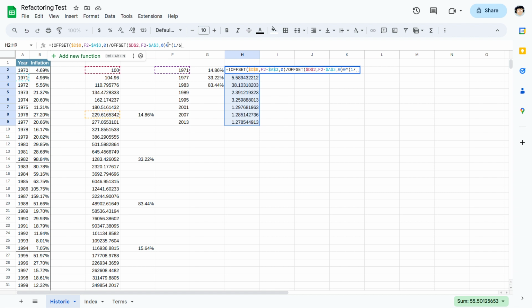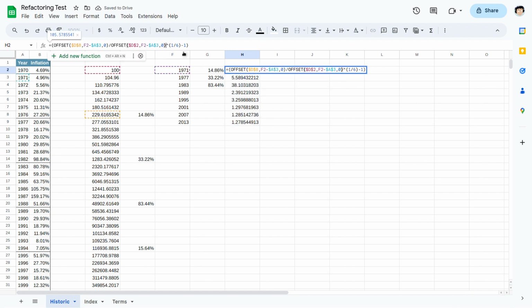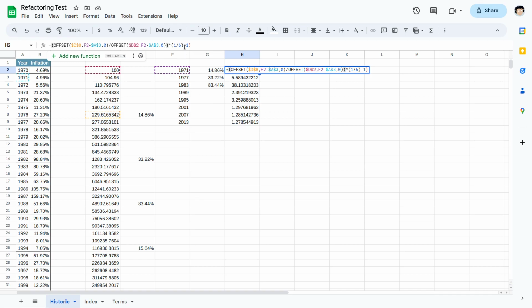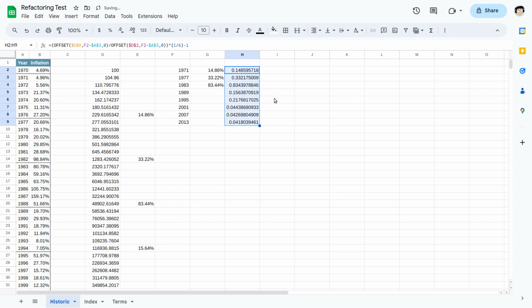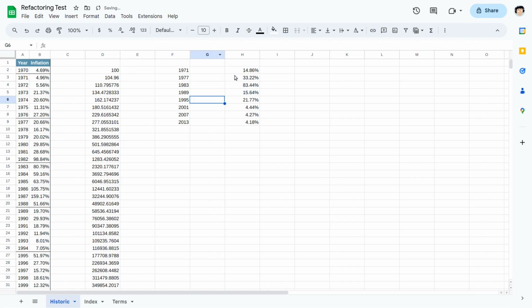And then -1. What's the problem? Typo. Okay. So there we go. That's the same thing. Now I don't need this column and I don't need this. Okay. So these are the values that I want.